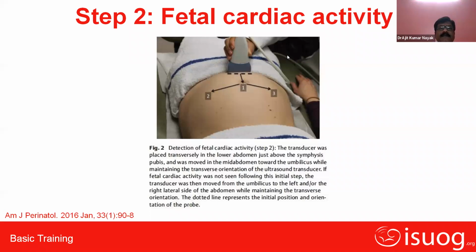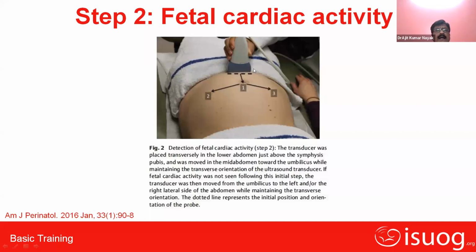If fetal cardiac activity is not seen in this step, then we have to move the transducer from the umbilicus to either the left side or the right side of the abdomen, and the transverse orientation of the probe has to be maintained throughout these steps while detecting the fetal cardiac activity. This is all about detection of the cardiac activity, that is step 2.